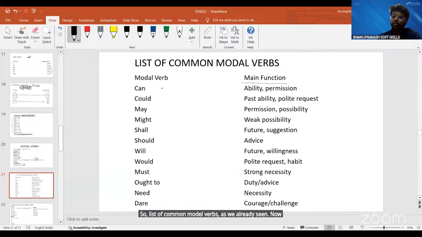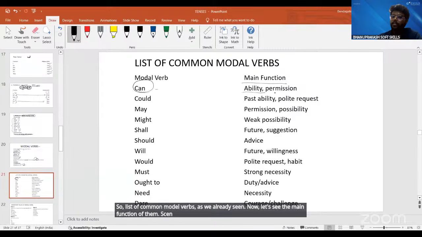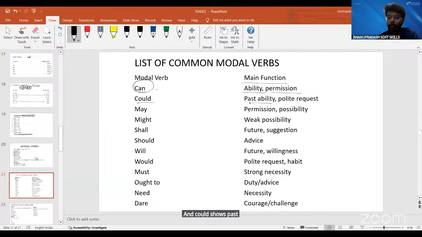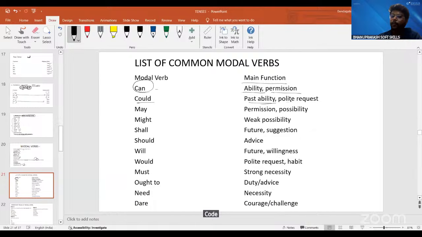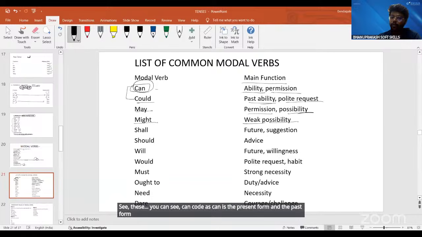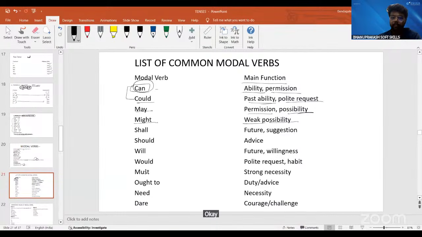Now let's see the main function of them. Can shows ability as well as permission, and could shows past ability. I'll discuss this in detail in the upcoming slides, but just listen. Could shows the past ability and polite requesting, may shows both permission as well as possibility, and might shows weak possibility. See, can is the present form and the past form of this can is could. Okay. In the same way, everything changes according to the tense. And might is used for weak possibility.